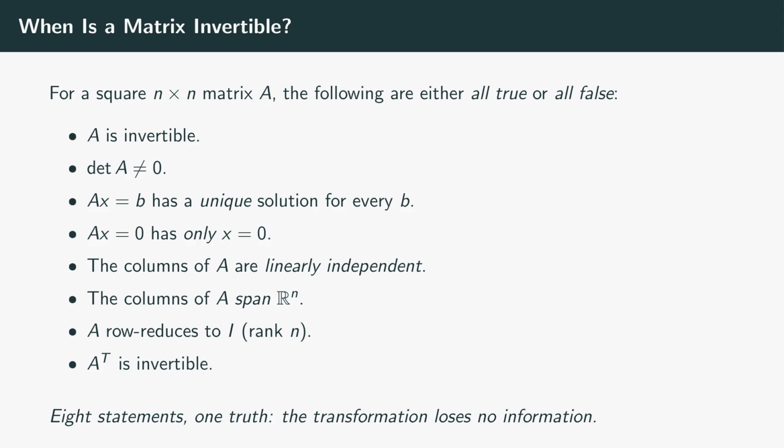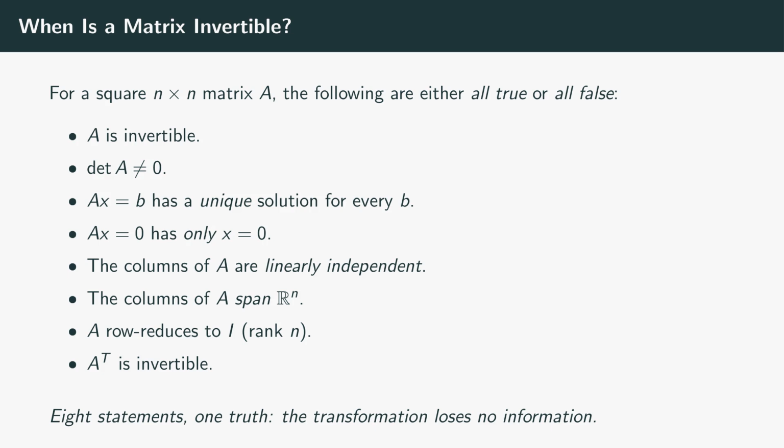So when, exactly, is a matrix invertible? The remarkable answer is that a whole list of conditions all stand or fall together. For a square n by n matrix A, the following are either all true at once or all false at once. A is invertible. The determinant of A is nonzero. The system A times x equals b has a unique solution for every right-hand side b. The only solution to A times x equals 0 is x equals 0 itself.